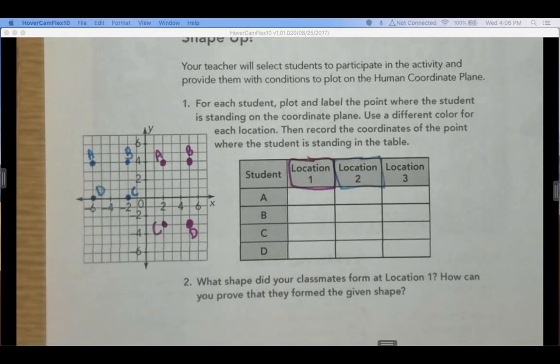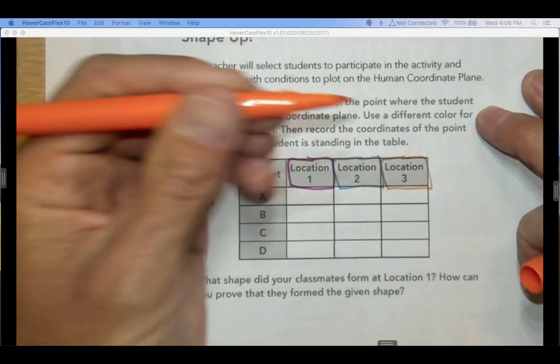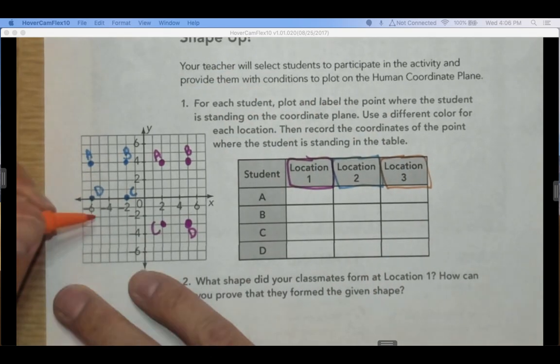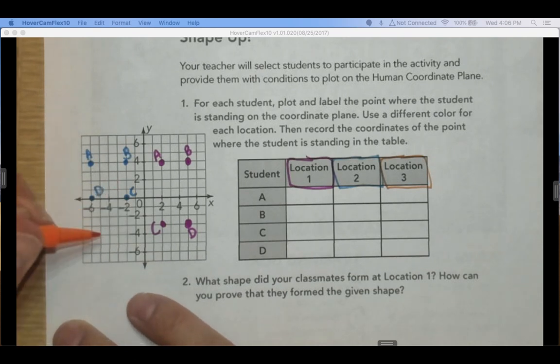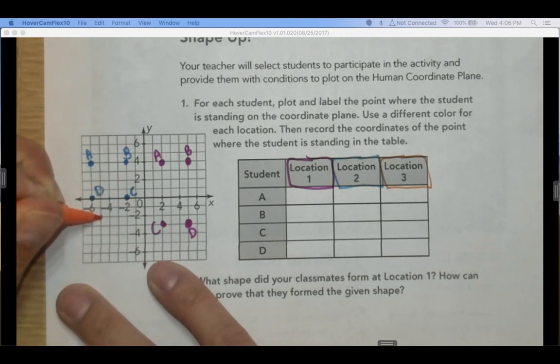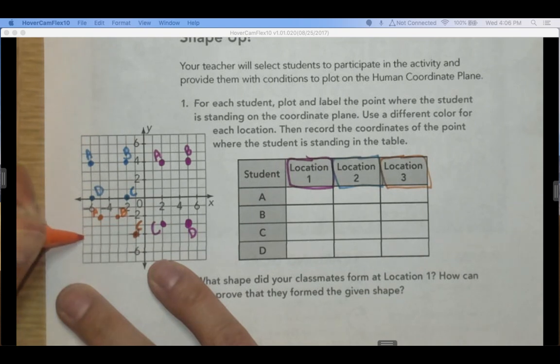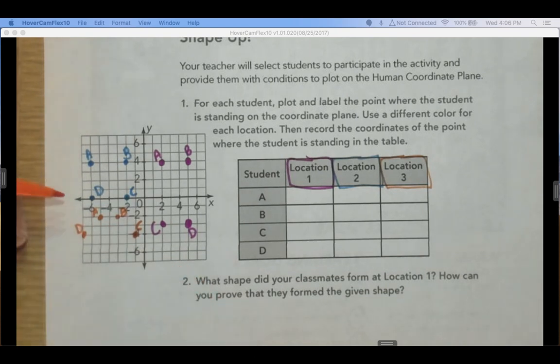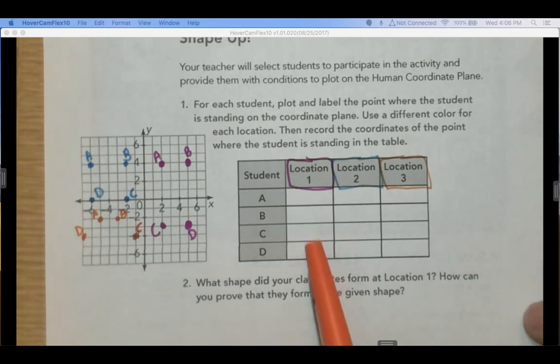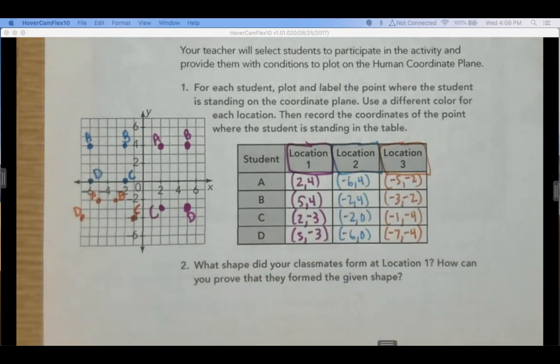And then for location number 3, I'm going to use orange. That's what's showing up. I'm going to need you to do the following: point A, point B, point C, and point D. All right. I'm going to pause this and you're going to write down what the different coordinates were for each of the 3 locations. You're going to do that now.